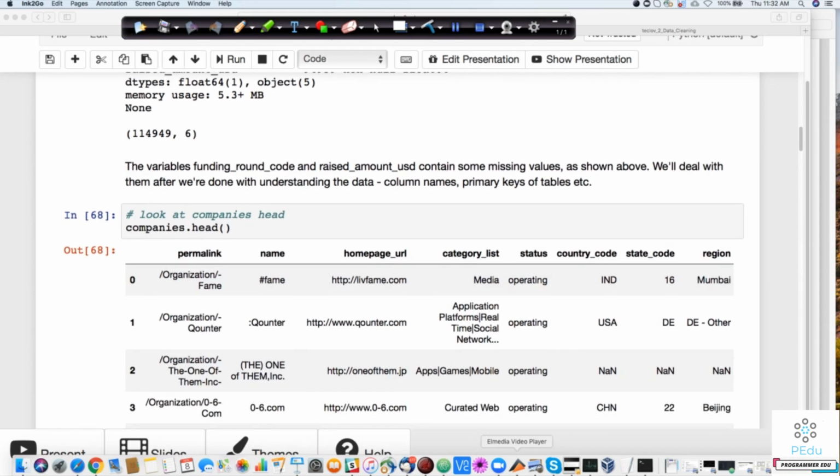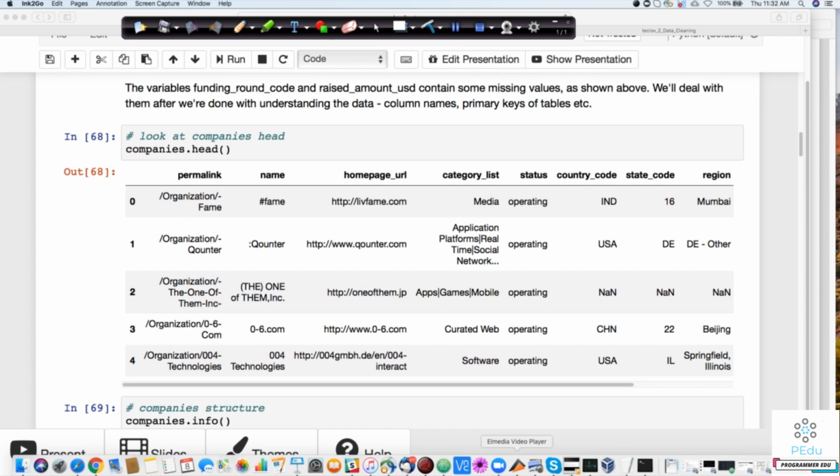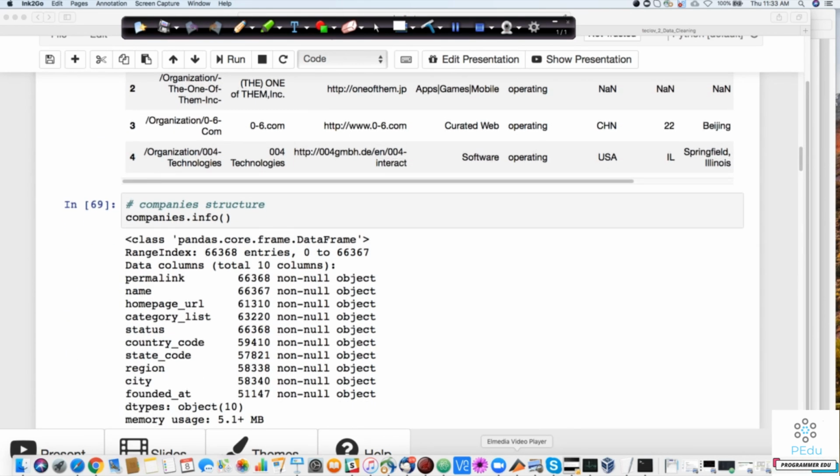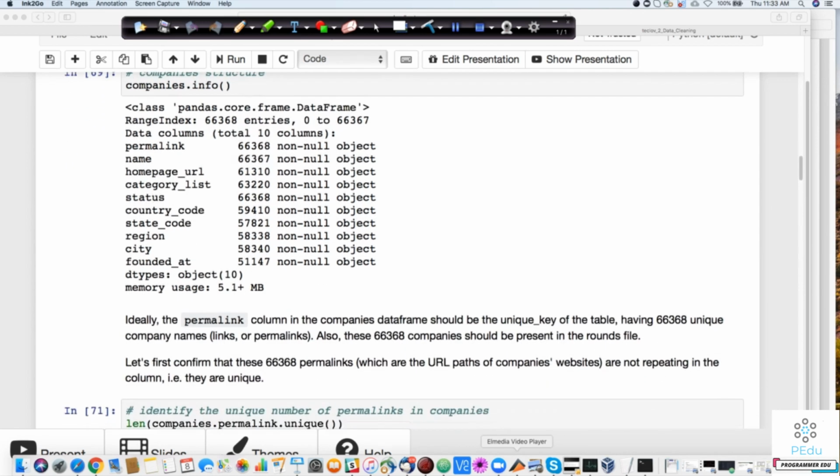Now let's go ahead and look at the companies data. This is all the company-related information. We have the permalink here, the organization name, homepage URL, category list, status, country code, state code, region, and so on. So these are the company details available to us in this case. Now let's come down and try to infer a few more things. Let's look at the structure of my companies data. This is going to be the information for it.